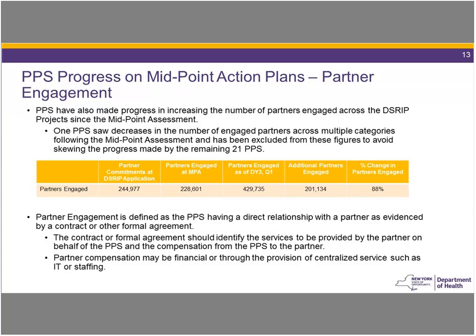At one point, PPSs had MOUs in place with partners as part of their initial planning activities, and we clarified that those MOU agreements would not substantiate partner engagement; the MOU had to then move into a formal contract or formal agreement between the two organizations. Within that engagement, we're asking the PPSs to specifically identify the services or activities that the partner is expected to perform on behalf of the PPS, and the compensation from the PPS to the partner.